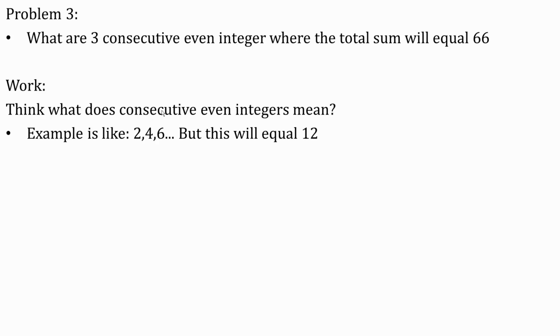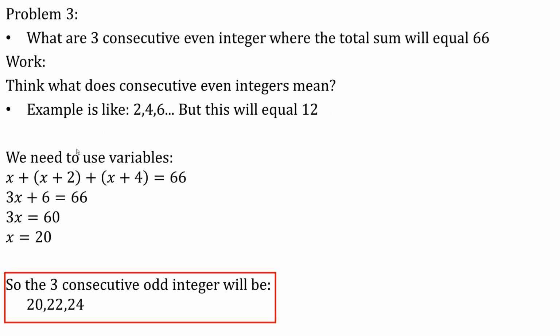And so what is a consecutive even integer? That could be like 2, 4, 6. 2 is even, 4 is even, and 6 is even. But in this case, 2 plus 4 plus 6 is equal to 12, not 66. And so we will use variables again.